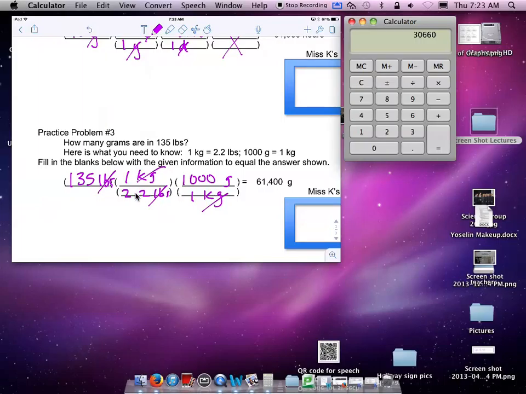Multiply everything on the top, divide everything on the bottom. So I'll take my 135 times 1, or you can skip that, but then times 1,000, that I need there, and then divided by 2.2, and then divided by 1, which again, you can skip that one if you want to. So I end up with 61,363.6363, etc. Okay, so then this rounds off, so 61,400.